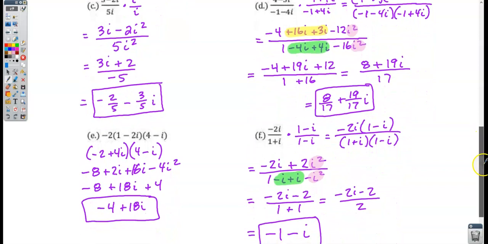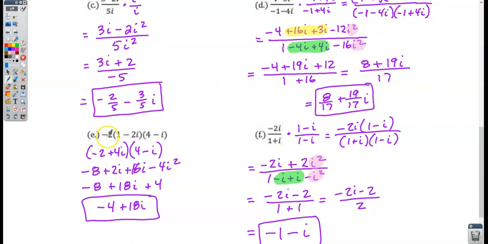Part E, first thing I would do is just go ahead and distribute the negative 2 through the first set of parentheses. You know, we've got 3 things multiplied here. We've got to multiply them 2 at a time. I could FOIL everything out and then multiply by negative 2 in the end. I think it's just easier to distribute that through and then FOIL everything out. But we go ahead and do that and combine our like terms and write our answer as a plus bi.